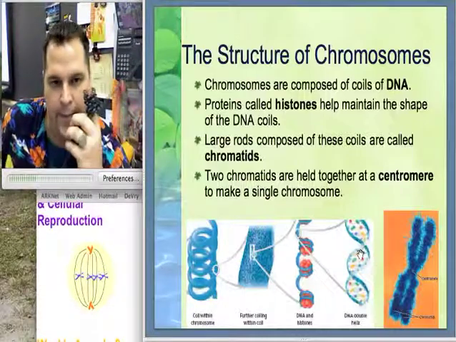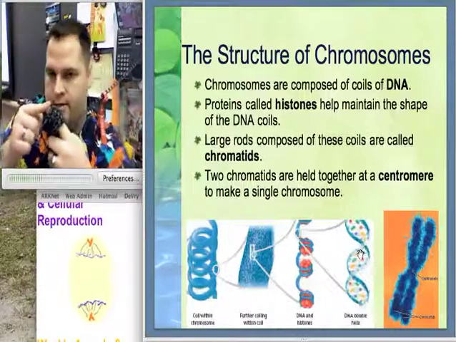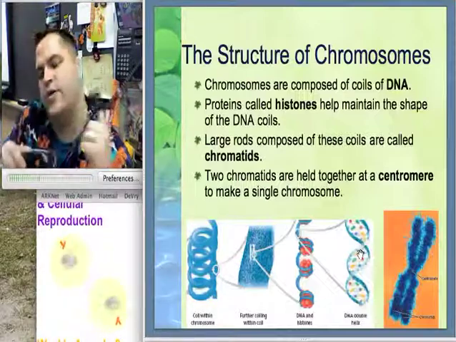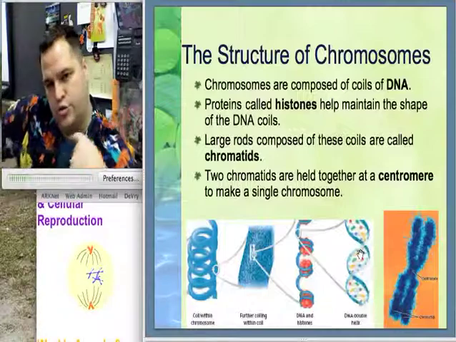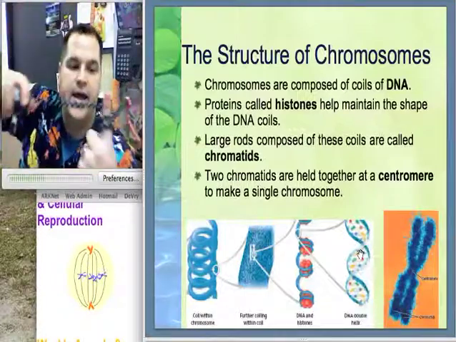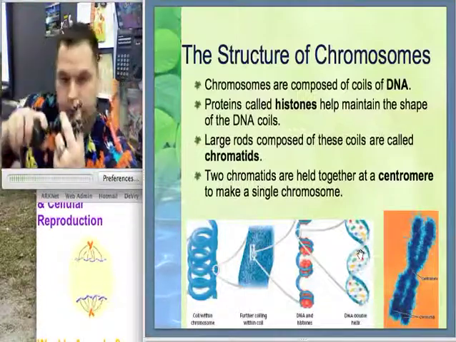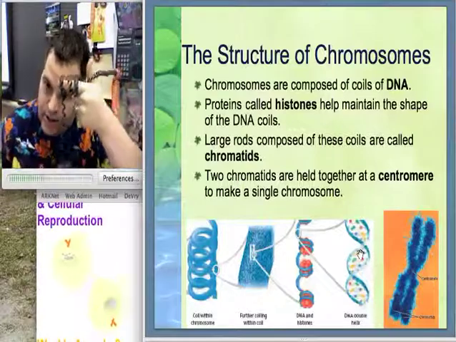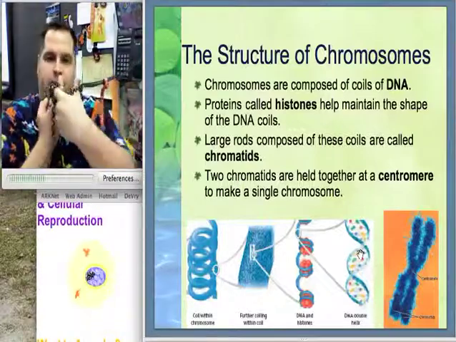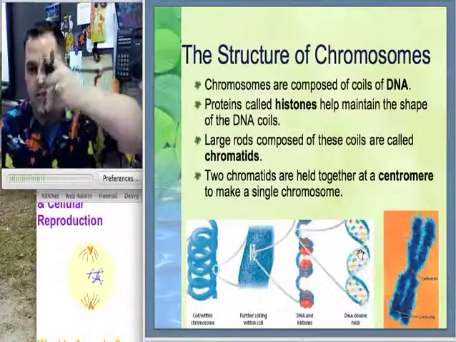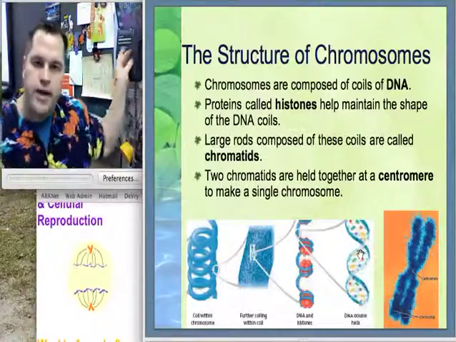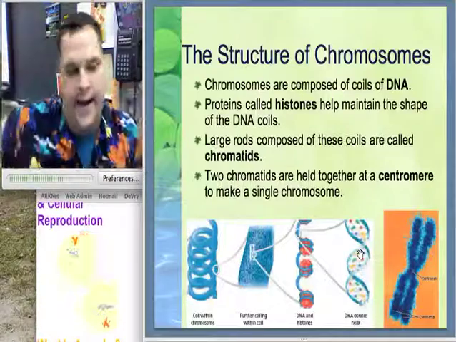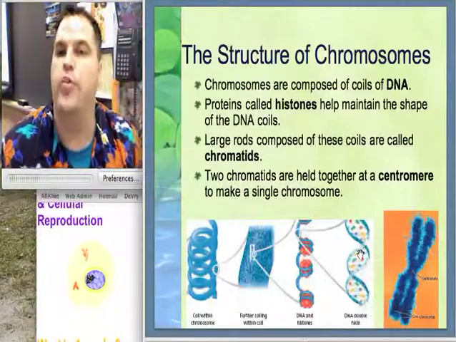Now, what happens is that my finger here is acting as a histone. A histone is a protein that allows us to spool DNA around it, kind of like a spool and thread. But then this structure is going to wrap around other structures, so that the more coils we get, the more room we're saving. Now, those large rod-like structures are called chromatids.